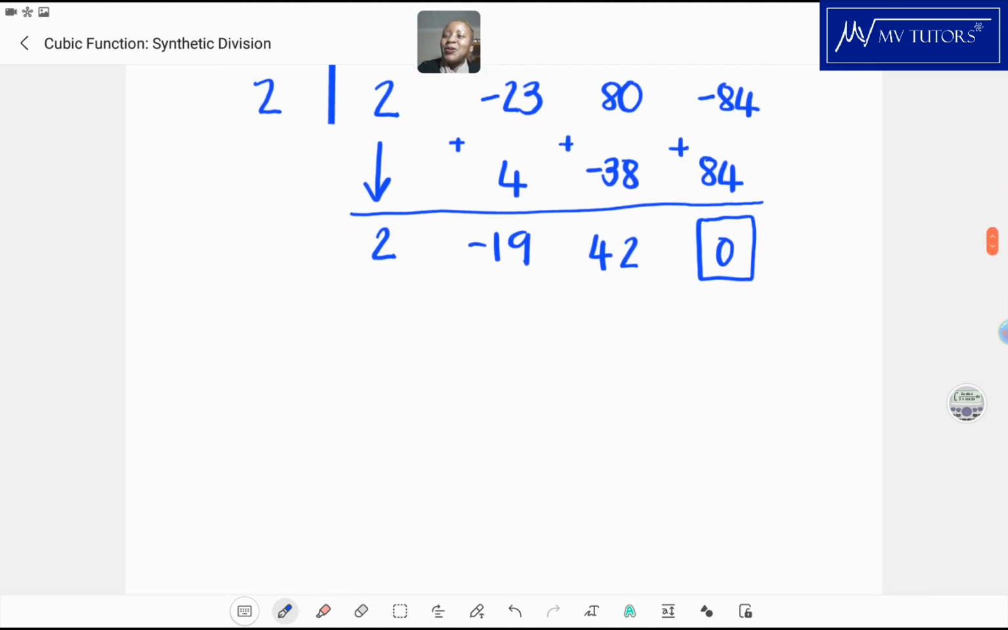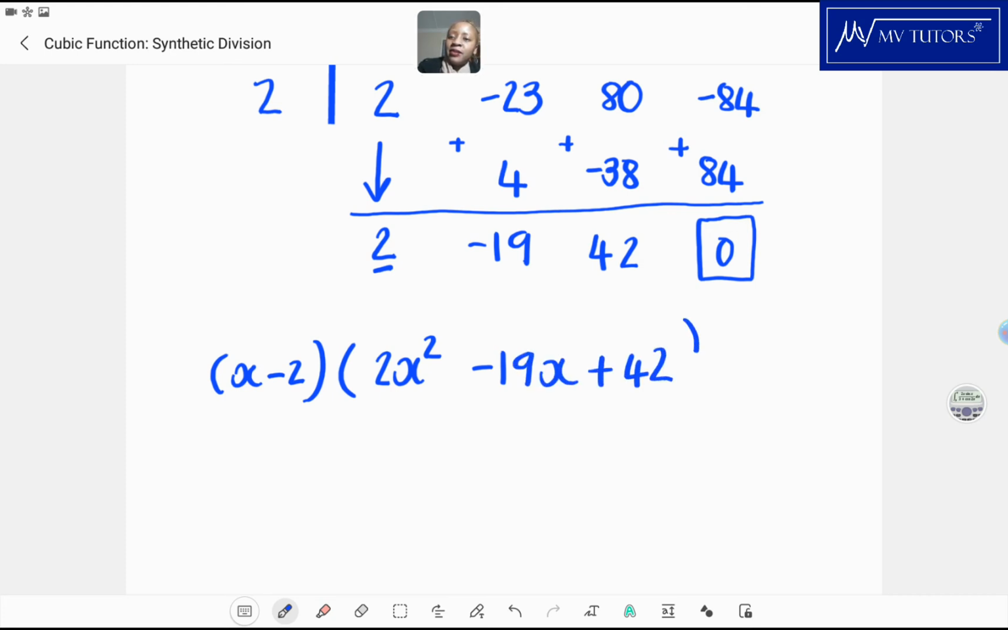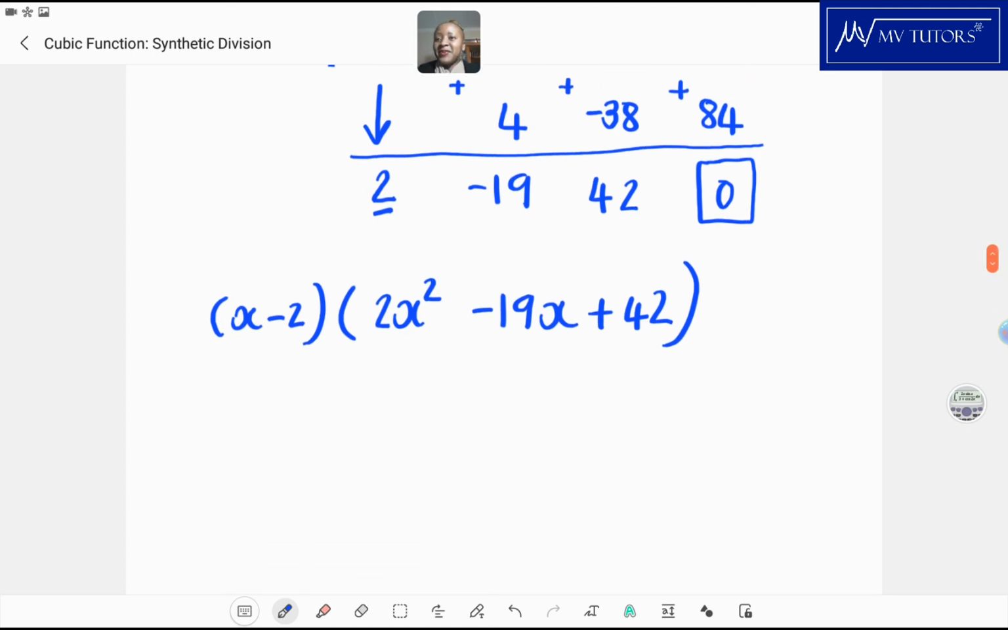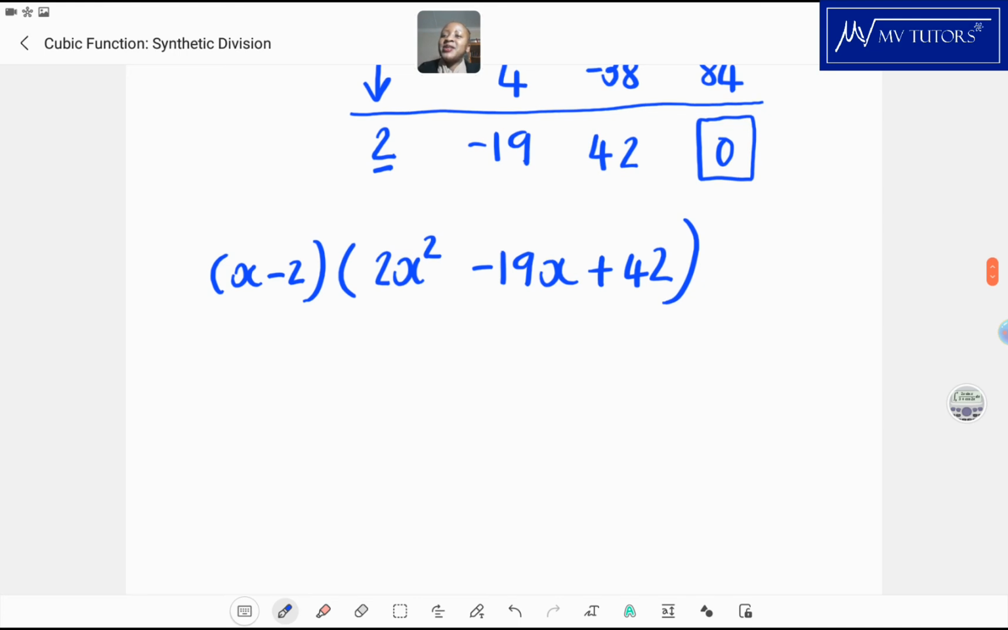In the first bracket, like I said, you have x minus 2. Then the coefficients: you're going to have 2x squared, then negative 19x, and then 42. And then you have factorized. But did we factorize fully? Once you're here, can we factorize this fully? Well, you can use your quadratic formula to factorize this even further.